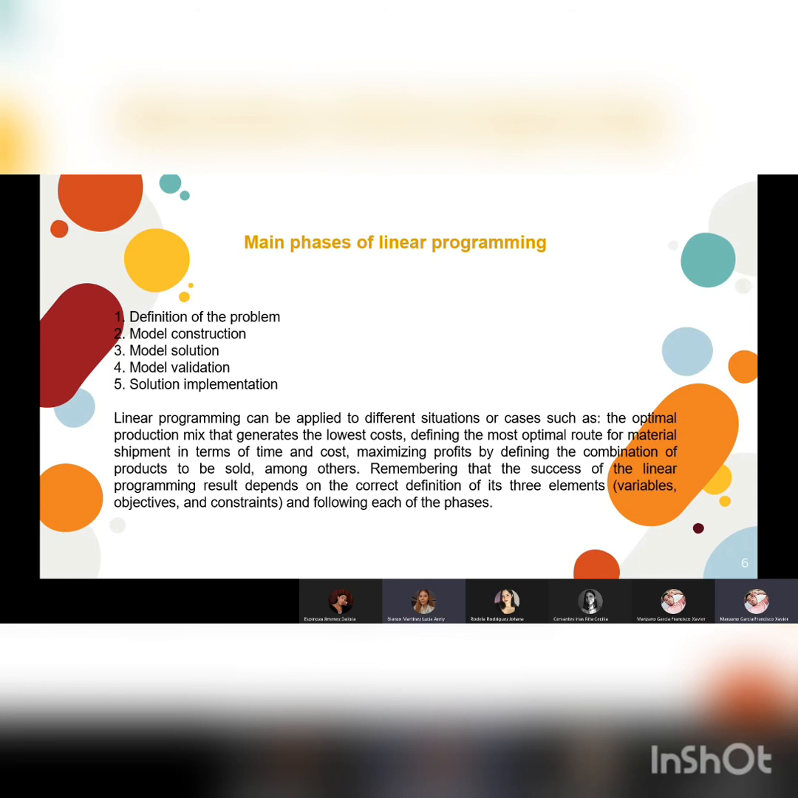Linear programming can be applied to different situations or cases such as the optimal production mix that generates the lowest cost, defining the most optimal route for material shipment in terms of time and cost, maximizing profits by defining the combination of products to be sold, among others, remembering that the success of the linear programming result depends on the correct definition of its three elements: variables, objectives, and constraints, and following each of the phases.